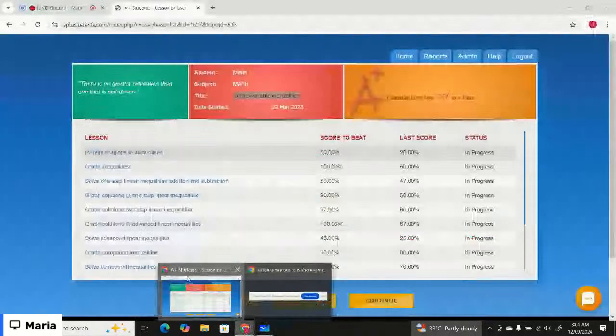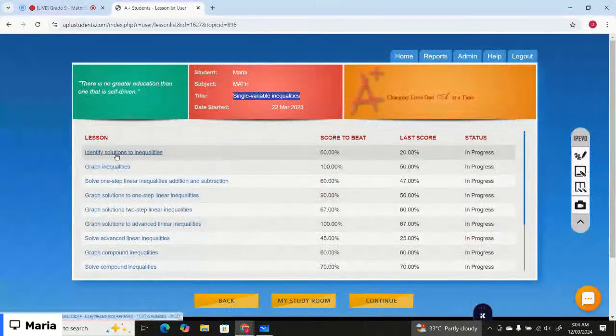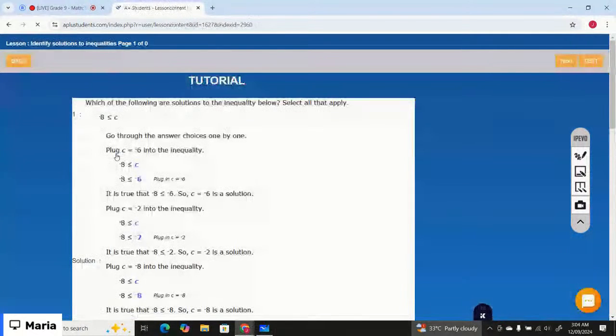Please make sure you have your notebook and pencil so that you can note down the important examples and definitions as well. Let's just start with the lesson that is identify solutions to inequalities.